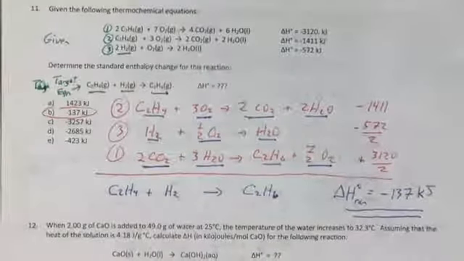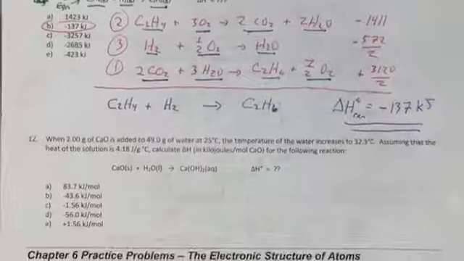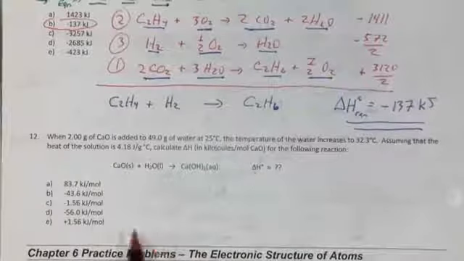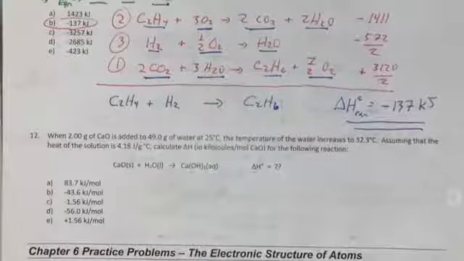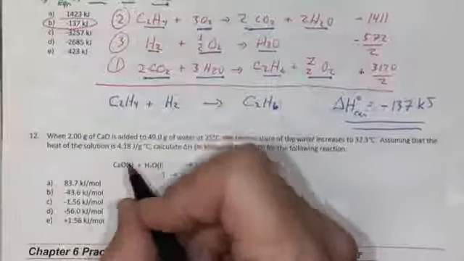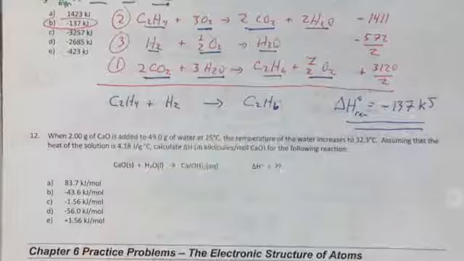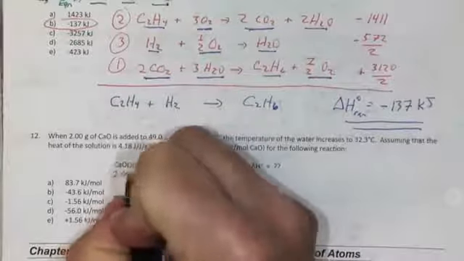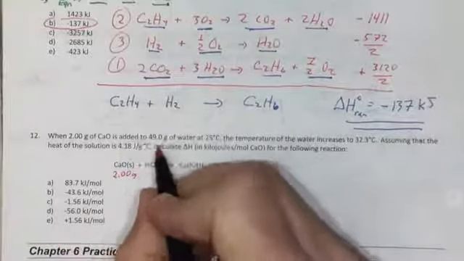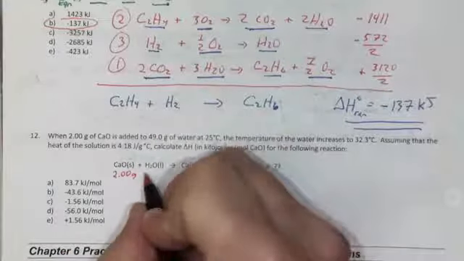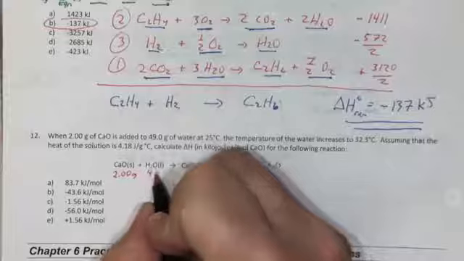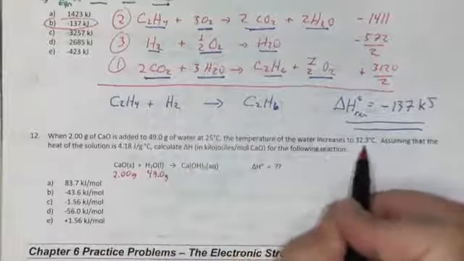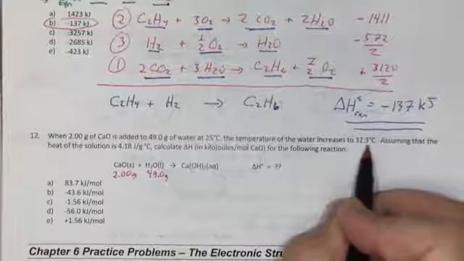Okay, number 12 is our last question in this problem set. Number 12 says if you have 2 grams of calcium oxide, so I'm going to write 2 grams underneath this. We have 2 grams of calcium oxide is added to 49 grams of water, the temperature of the water increases to 32.3 degrees C.